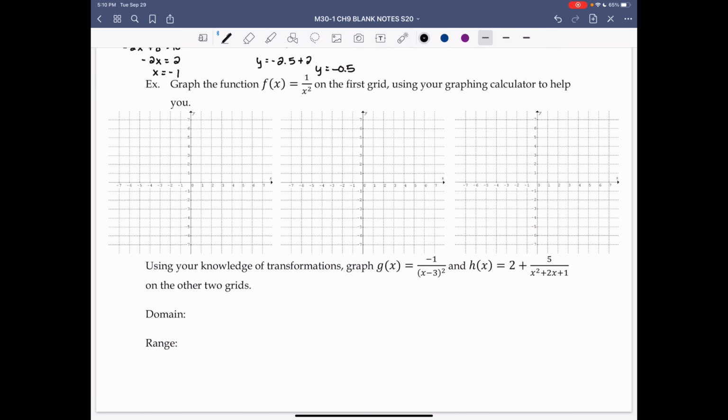Graph the function f of x equals 1 over x squared on the first grid, using your graphing calculator to help you. Using your knowledge of transformations, graph g of x equals -1 over (x minus 3) squared, and h of x equals 2 plus 5 over x squared plus 2x plus 1 on the other two grids.